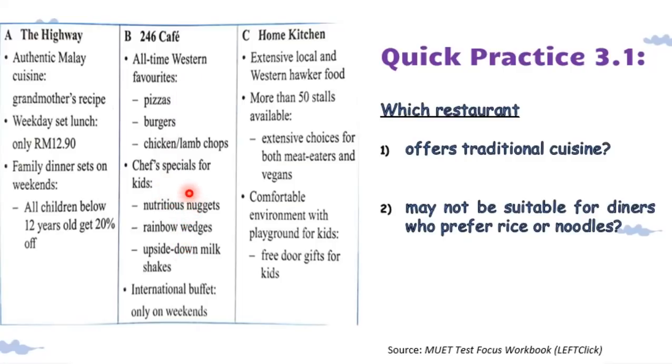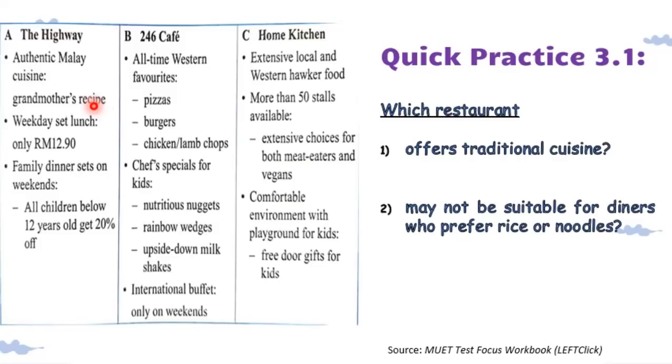What about the Highway? Authentic Malay cuisine. Okay, we see the word cuisine. Malay, authentic Malay cuisine. Grandmother's recipe. Okay, what do we know when we say grandmother? What comes to mind? Our grandmother, when she cooks, usually the food that she cooks is quite, yeah, traditional.